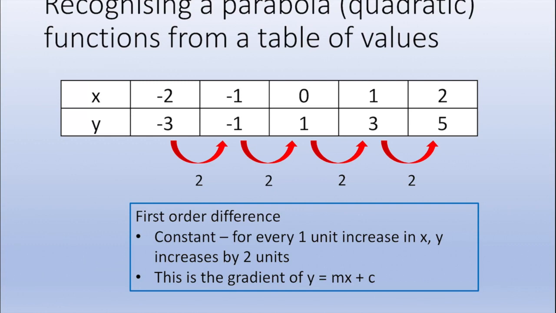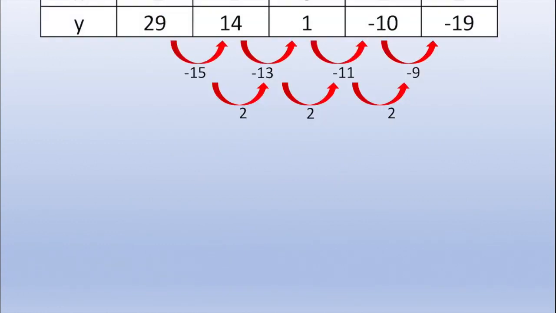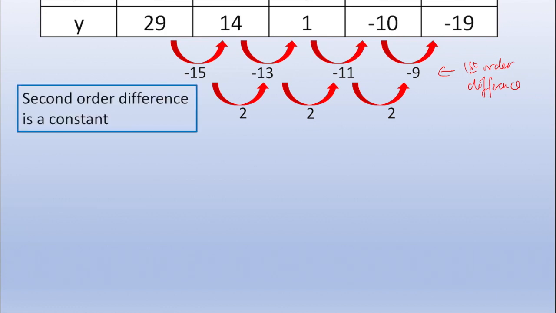Now, let's have a look at a different situation. This table here. We looked at the first order difference. It is not actually a constant. Then, we look at the second order difference. Notice that it is a constant. So the second order difference here actually tells us that this is a quadratic function.